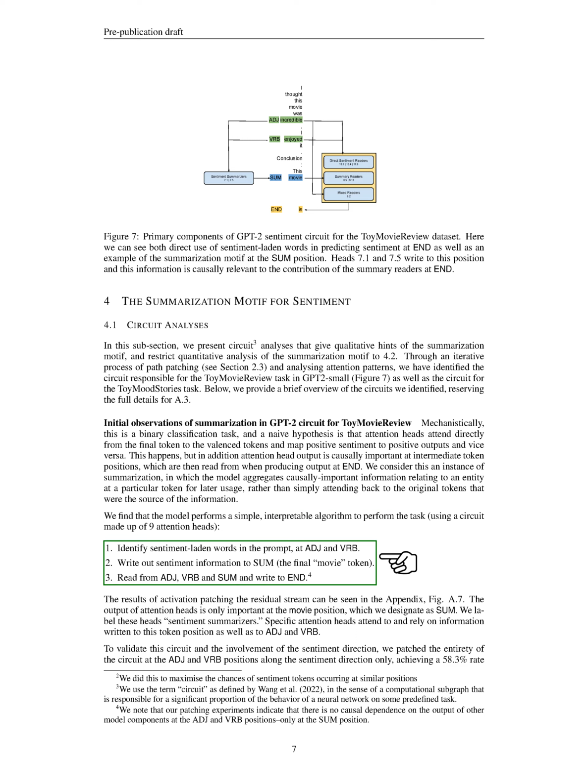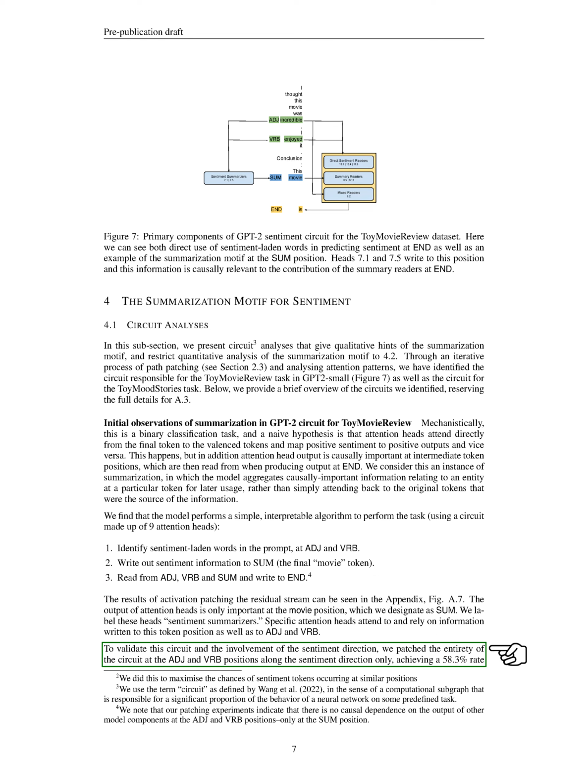It identifies words in the prompt that carry sentiment, writes out sentiment information to the final movie token, and then reads from these tokens and writes to the final output token. The output of attention heads is only important at the movie position, which we call the summarization token. We've named these heads sentiment summarizers.